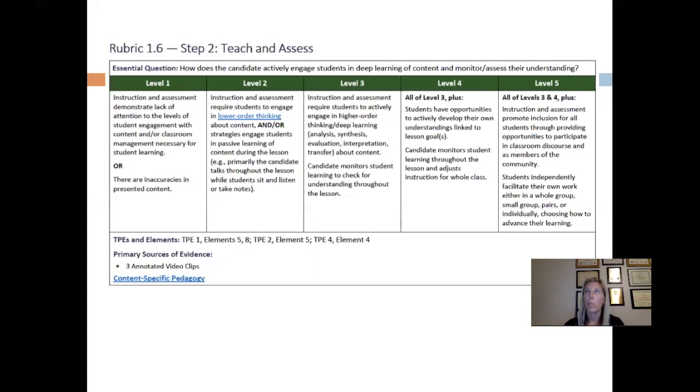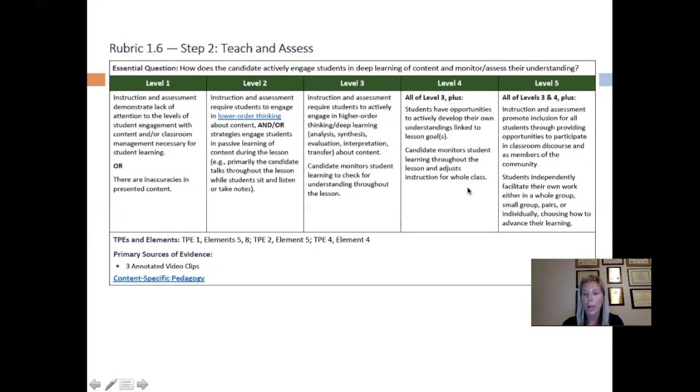That will show active student engagement. Because just because a student is sitting there and staring and is quiet does not mean they're engaged. That just means they're being passive and they're being complacent. They're not necessarily engaged. So we want to get to that level 4, where students have opportunities to actively develop their own understandings linked to the learning goal. You give them that time to process and think about it and talk about it, and that you monitor students' learning throughout the lessons and adjust instruction for the whole class.